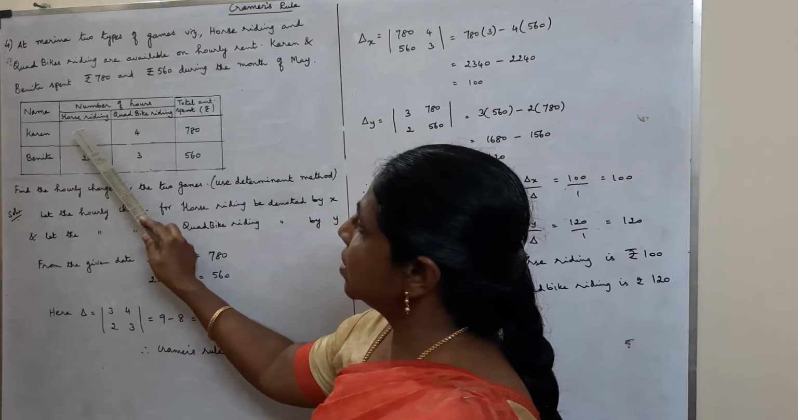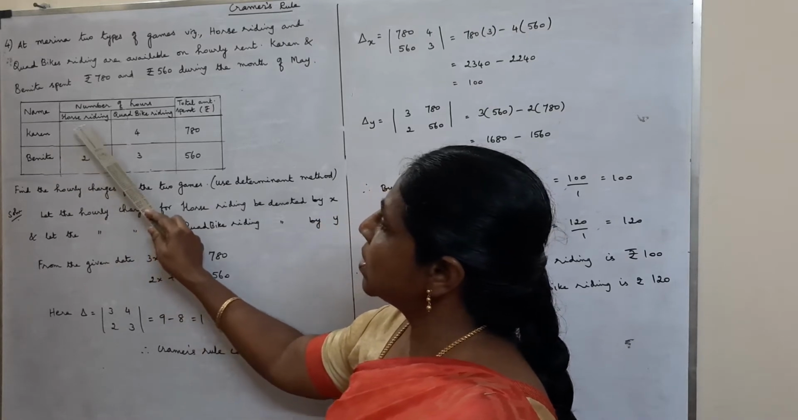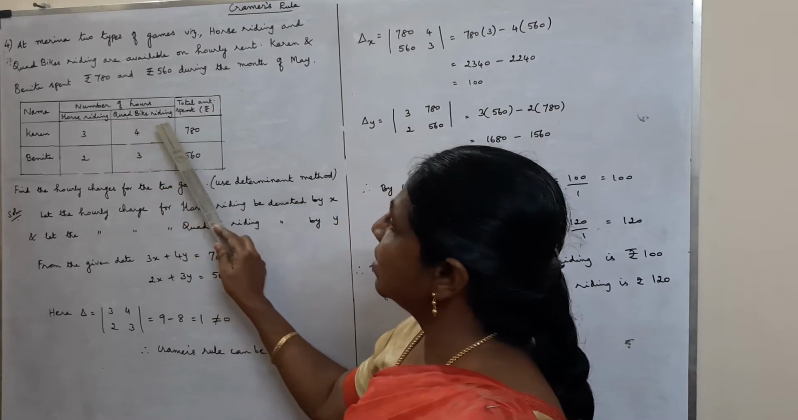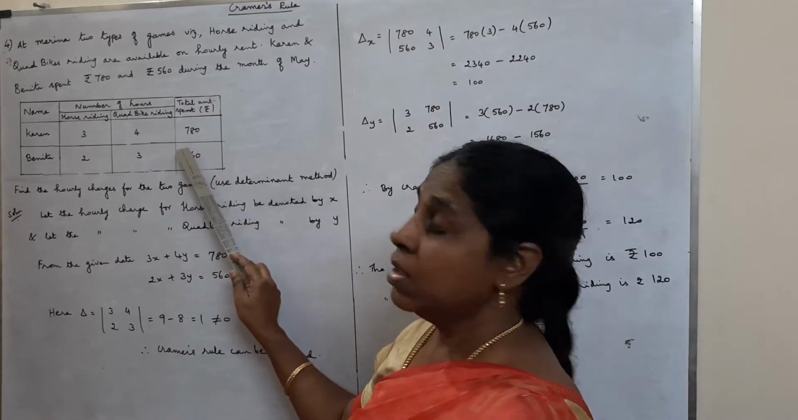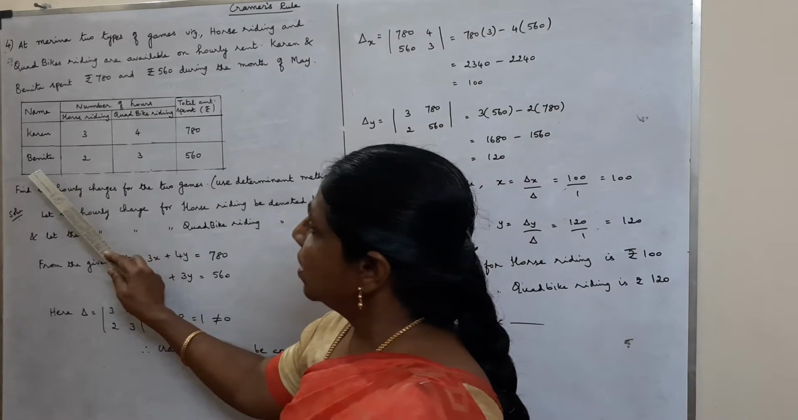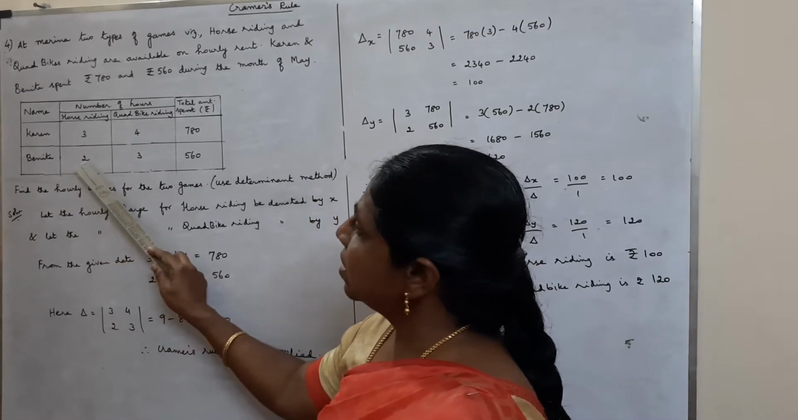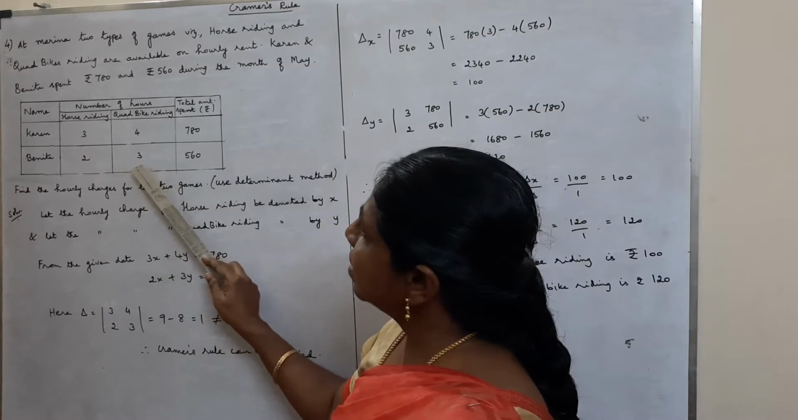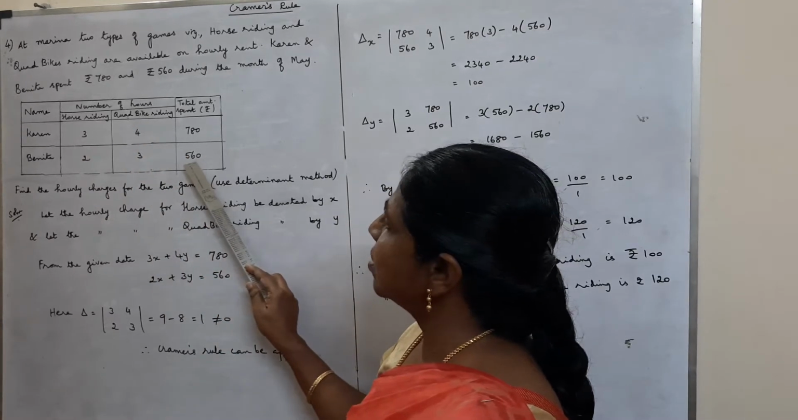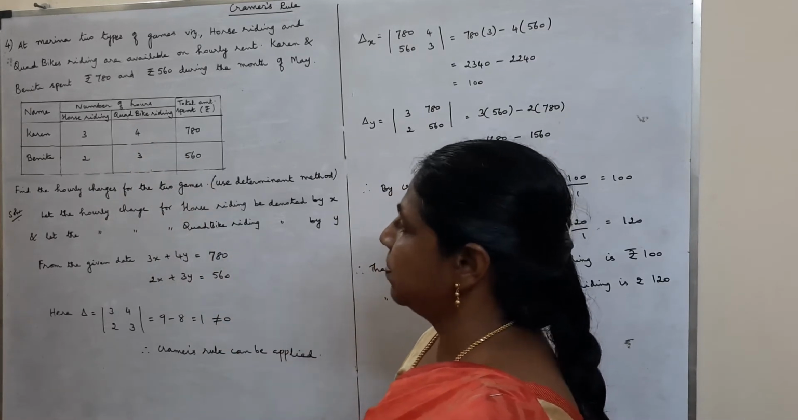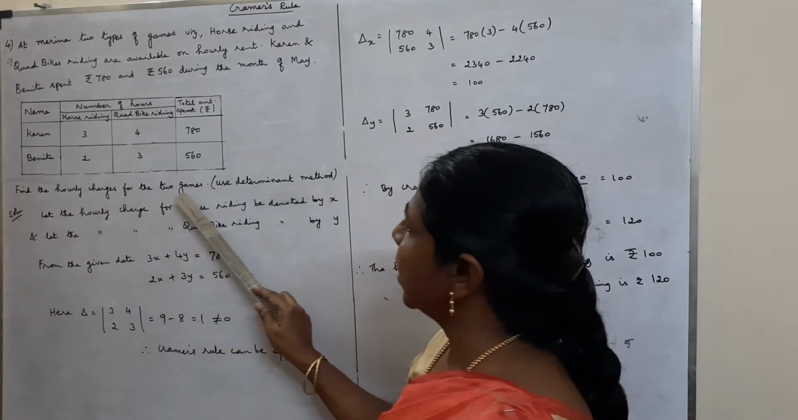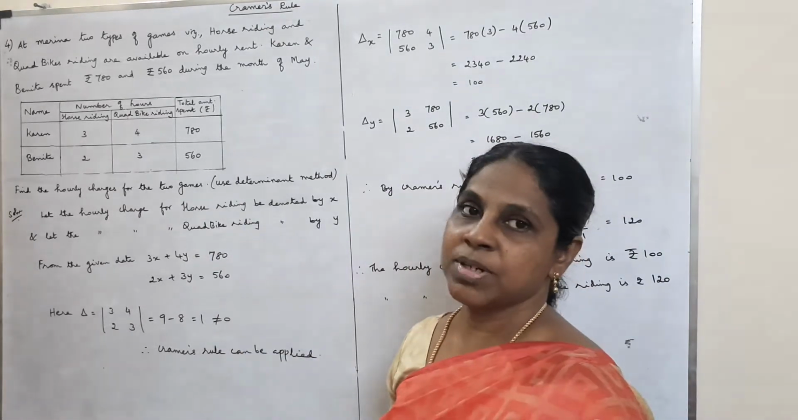Karen spends 3 hours in horse riding and 4 hours in quad bike riding, and the amount spent by her is rupees 780. And Benita spends 2 hours in horse riding and 3 hours in quad bike riding, and the amount spent by her is 560. Find the hourly charges for the two games, and we are asked to use the determinant method.